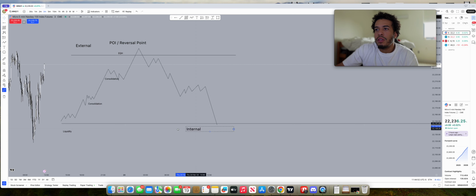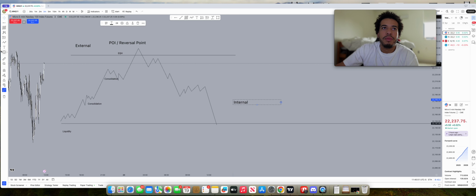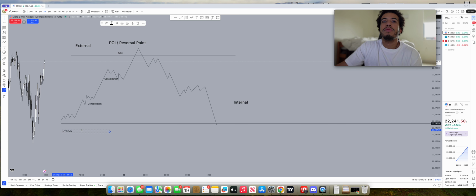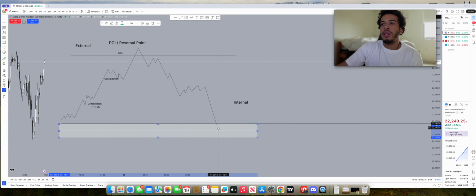External, internal. So we're drawing to some sort of internal, could be a fair value gap, could be a low within the fair value gap, but it's usually a fair value gap. So they'll be targeting some sort of high time frame, HTF, let's say fair value gap, just for the sake of example. So there'll be some sort of gap right here that it wants to target after we ran this external liquidity, right?